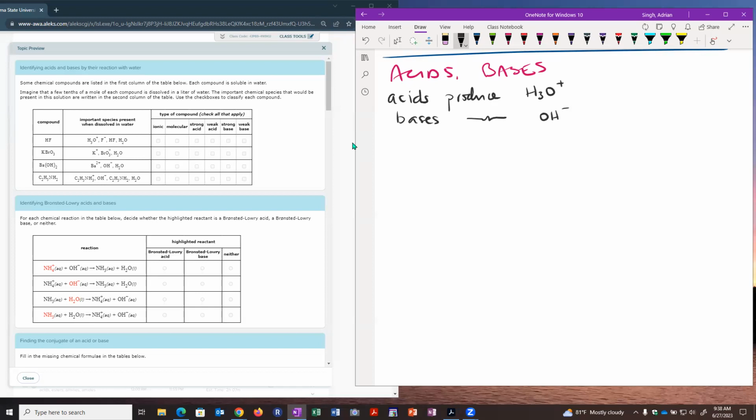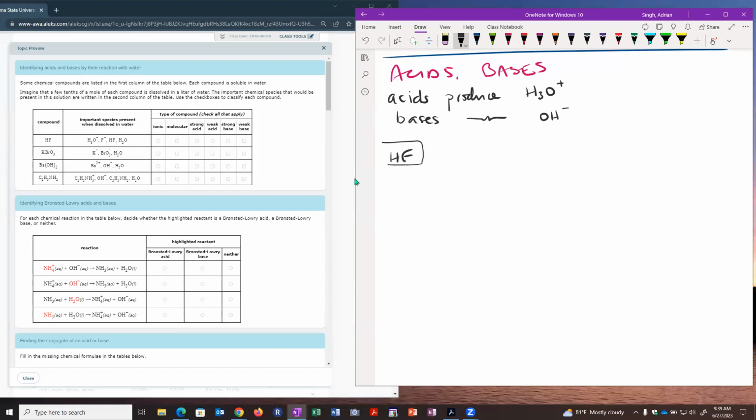So in this example, based on the types of species that are present in aqueous solution, we need to decide what the compound is, whether that compound is ionic, whether it's molecular, whether it's a strong or weak acid or strong or weak base. So let's take a look at the first one. So we have HF is our compound.